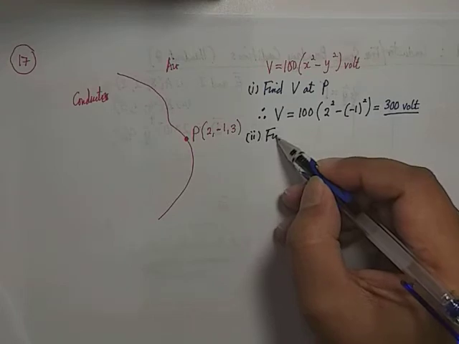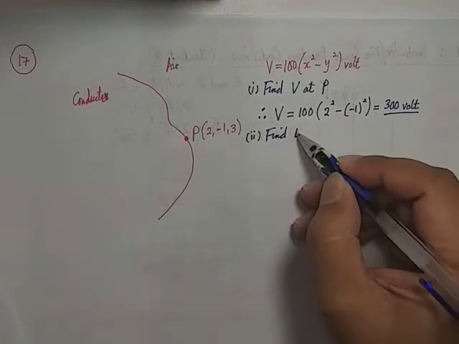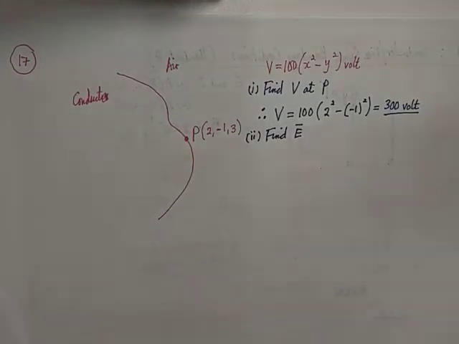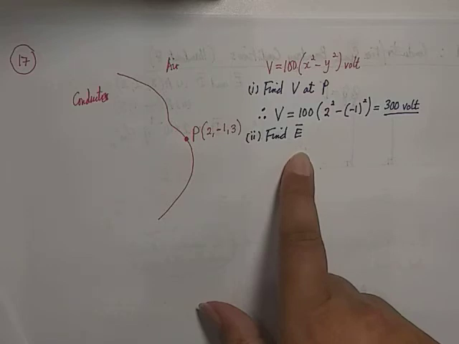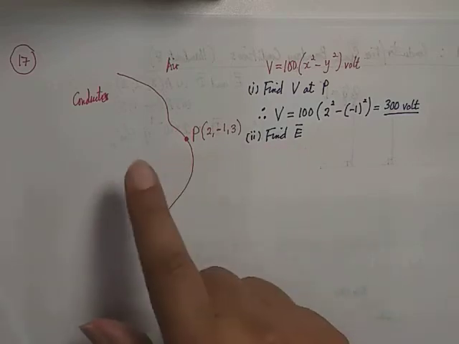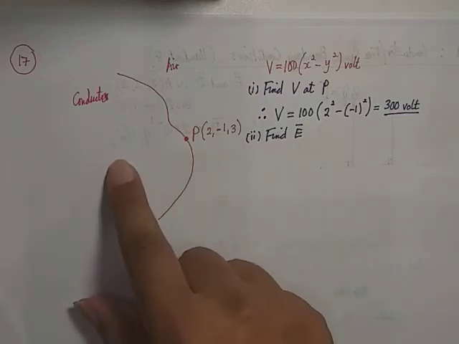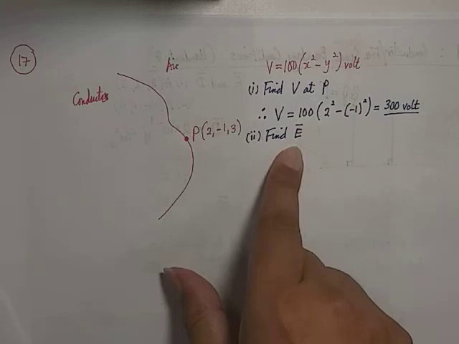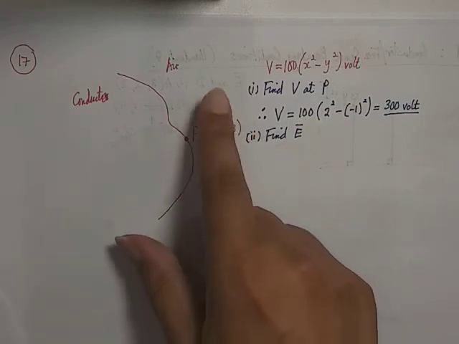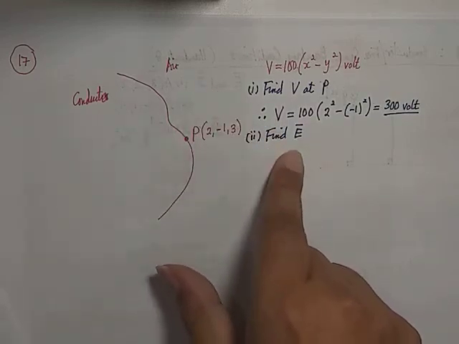Okay, for number 2, what the question asks us to do is find E. Now we have to ask ourselves: because we are dealing with a medium, in which region should E be? Should E be in the conductor? No, because we know in the conductor the electric field will be equal to 0, correct? But the E stated here will be in the air region.